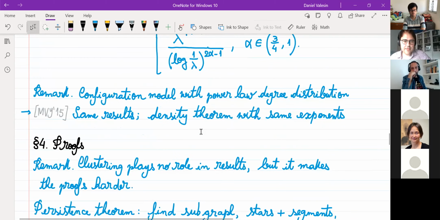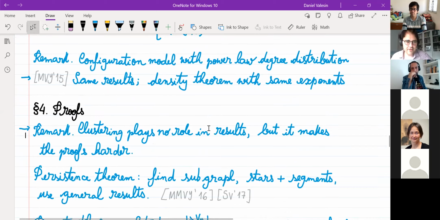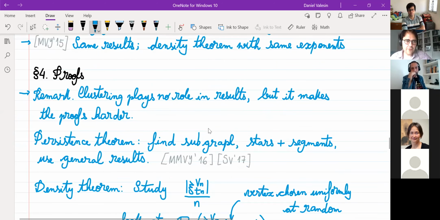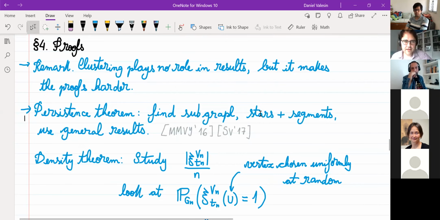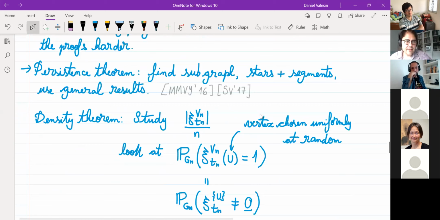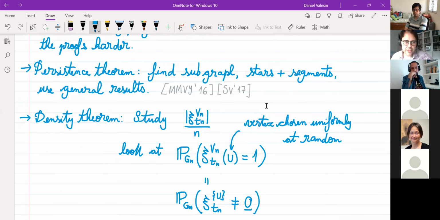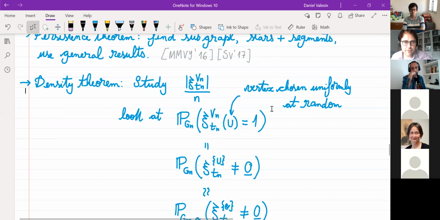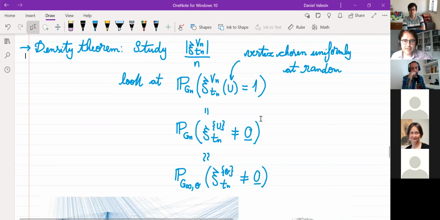Regarding the proofs, this is a remark. As I said, we already knew the results in the configuration model. The configuration model is locally tree-like. The graph that I'm talking about here is not locally tree-like, so there is clustering. The clustering doesn't change the results, but it makes the proofs a lot harder, because then some martingale techniques break down. Let me not get into that. For the proof of the persistence theorem, I already mentioned that we find a subgraph of stars, and for the density theorem there is a sketch of proof here, which I was too optimistic in thinking that I would explain.